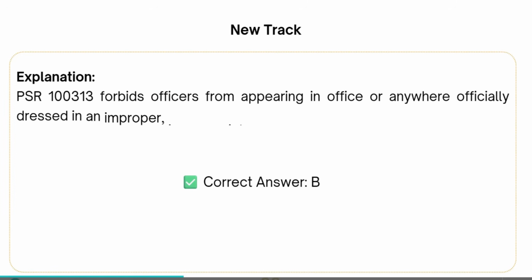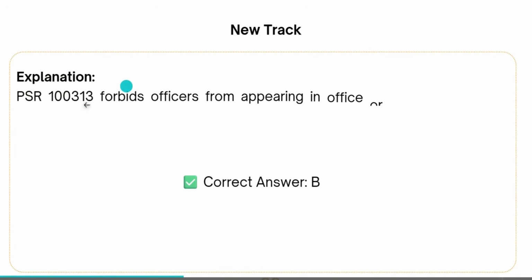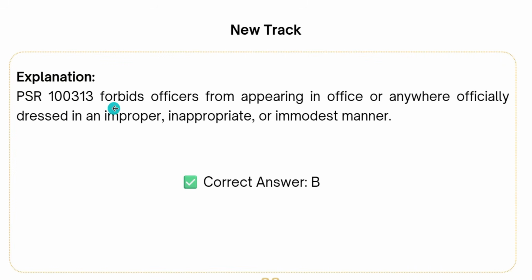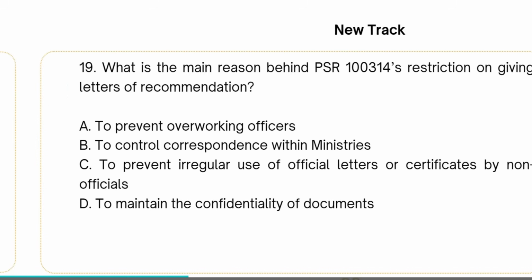The right option is option B, and option B says appearing in an official capacity dressed in an improper or immodest manner. The PSR 1003-13 forbids officers from appearing in office or elsewhere officially dressed in an improper or immodest manner. The right option is option B.